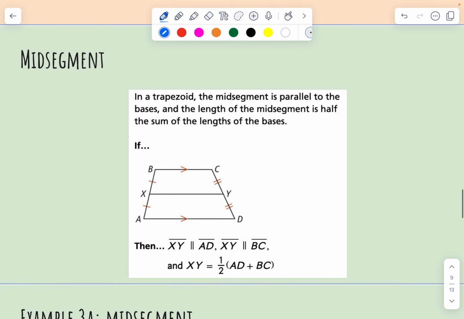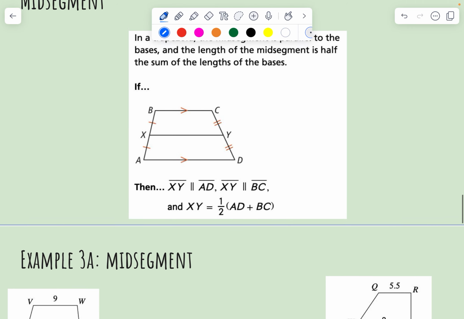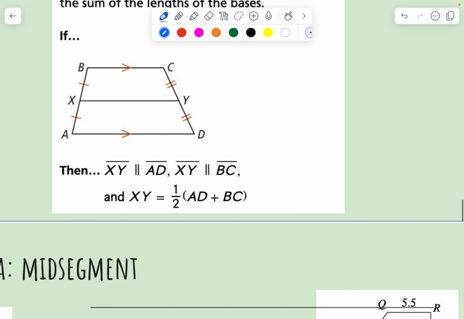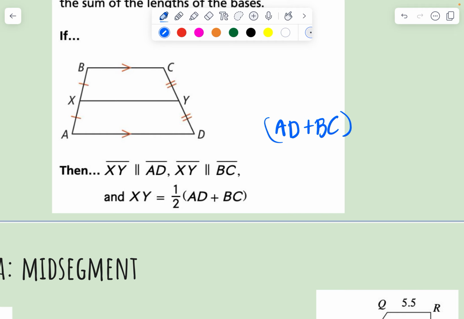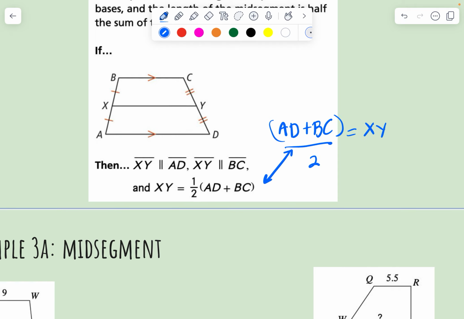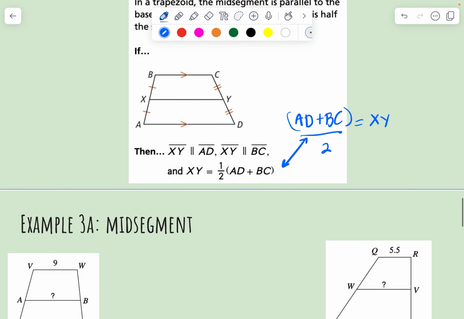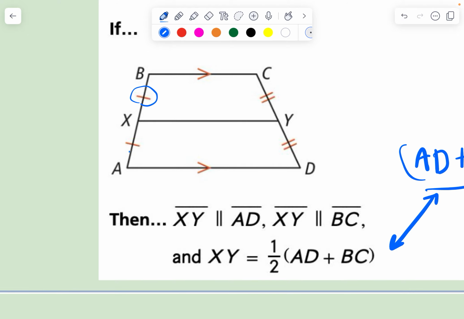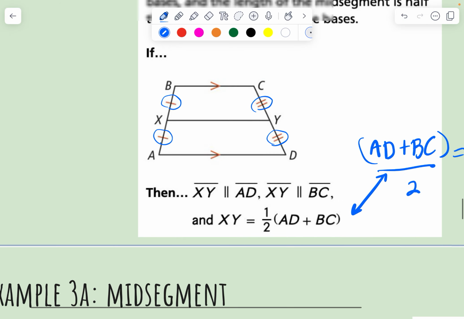All right, the midsegment, you already should have this on your properties. In a trapezoid, the midsegment is parallel to the bases, and the length of the midsegment is half of the sum of the lengths of the bases. We wrote this as AD plus BC divided by 2 equals XY. These two mean the same thing. And then also we have these parts of the legs congruent as well.